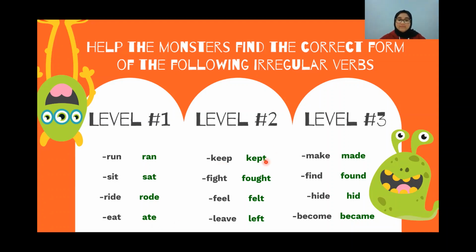Keep, kept, fight, fought, feel, felt, leave, left, make, made, find, found, hide, hid, become, became. Very simple, right? You know what a good exercise is as well? If you will keep on repeating the words out loud, okay? It will help you with knowing the spelling.